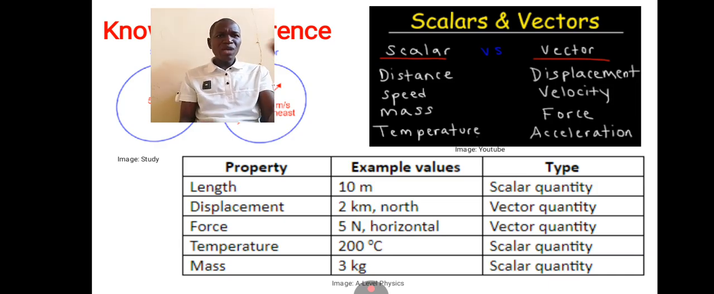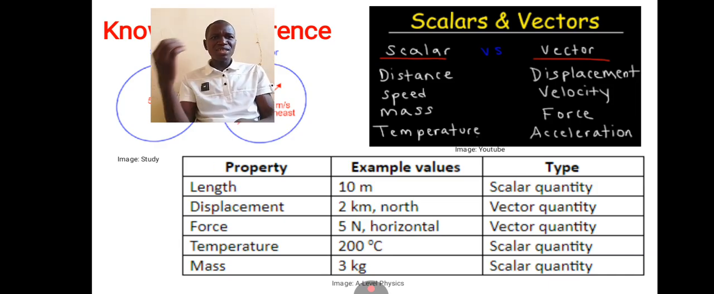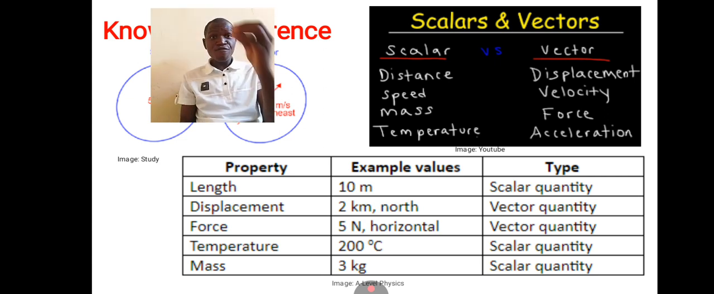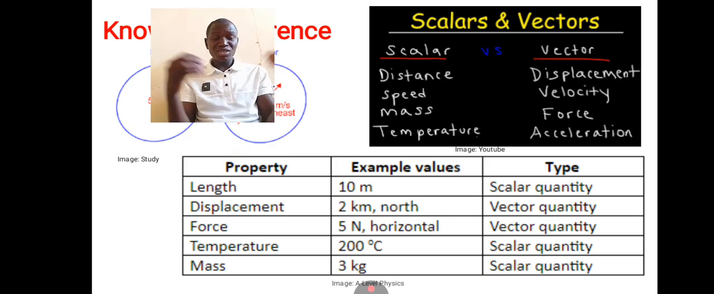All right, so we have several examples there. Temperature is scalar, it has no direction. Acceleration must be towards a specific direction. Force, I've already said that force must be towards a specific direction. All right, so look at the next image there.